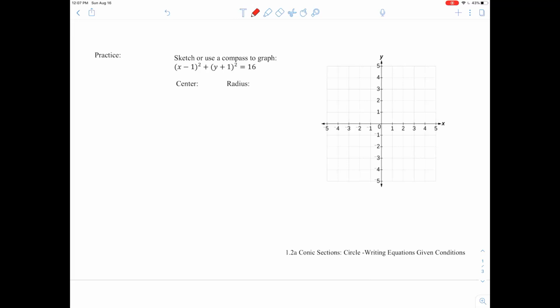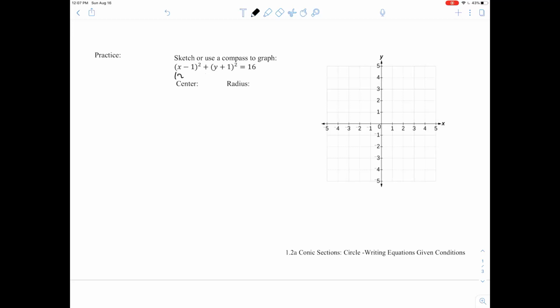Okay, all right, so let's do a quick practice here. It says sketch or use a compass to graph. So here we have this situation where we have an x being squared and a y being squared. They both have the same coefficient, and I'm adding them. Therefore, this is a circle, since it has the conditions that create a circle.